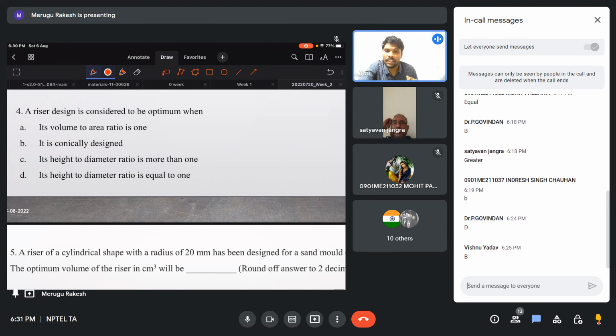This derivation was done in class, so I hope everyone understood. This was the result of the derivation. The riser design is considered to be optimum when: the option is its volume to area ratio is 1; it is conically designed; its height to diameter ratio is more than 1; its height to diameter is equal to 1.